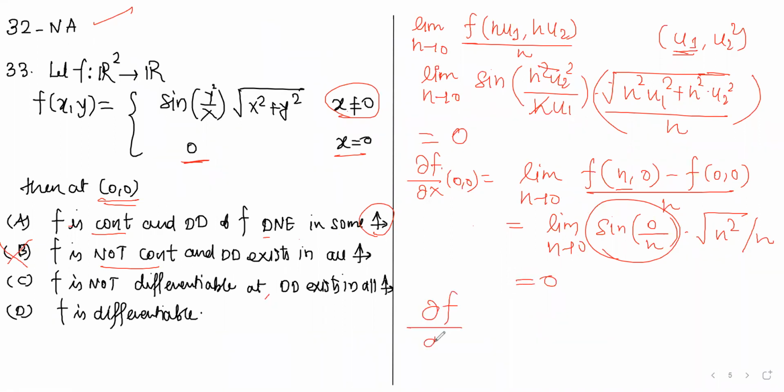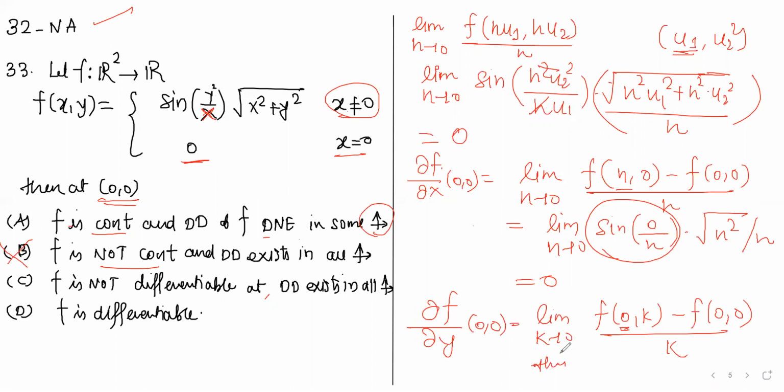Now del f over del y at 0, 0 will give me limit k tends to 0 f of 0 comma k minus f of 0, 0 over k. As soon as I come along this, I'll be substituting 0 at the place of x. Since x is in the denominator, this limit basically will not exist.